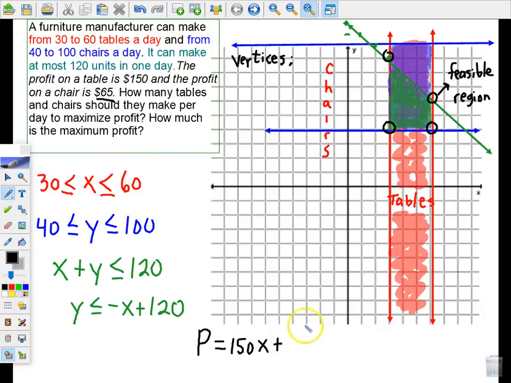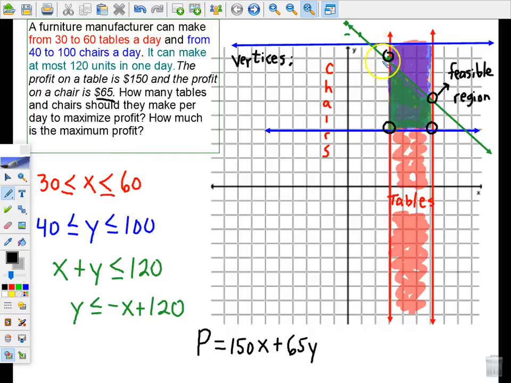Good. He's exactly right. That's how we're going to determine profit on the number of chairs and tables that are manufactured. So here's the final step in this process. We want to know how many tables and chairs should they make per day to maximize profit.